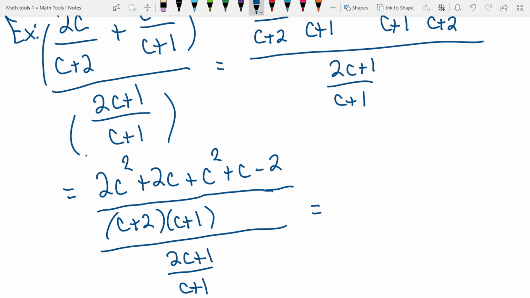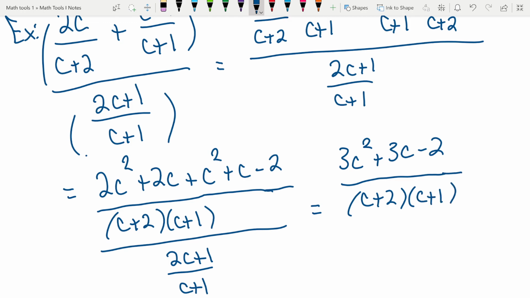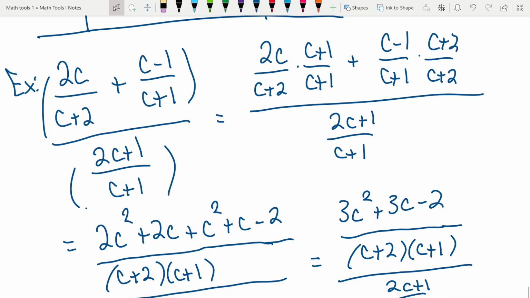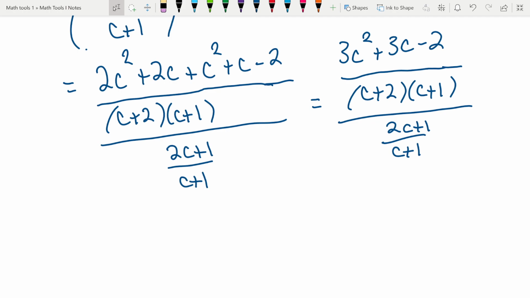Now on the top, we have some common terms. We get 3c squared plus 3c minus 2 over c plus 2, c plus 1, over this whole thing. Now we want to think, can the top be factored? Let's see, 3 and 1. It doesn't look like that can be factored. So let's go to the next step here.